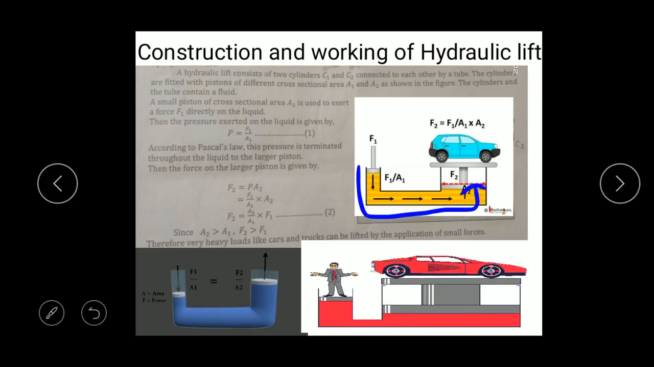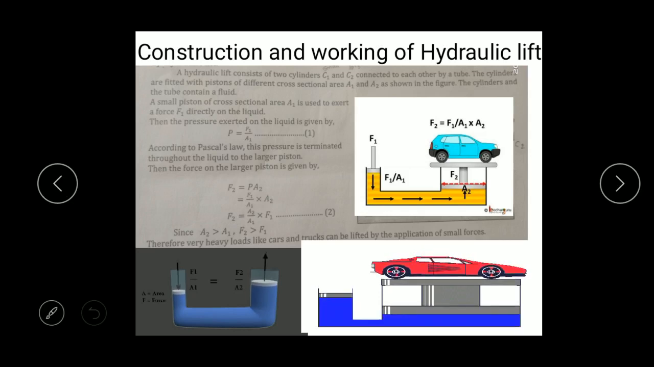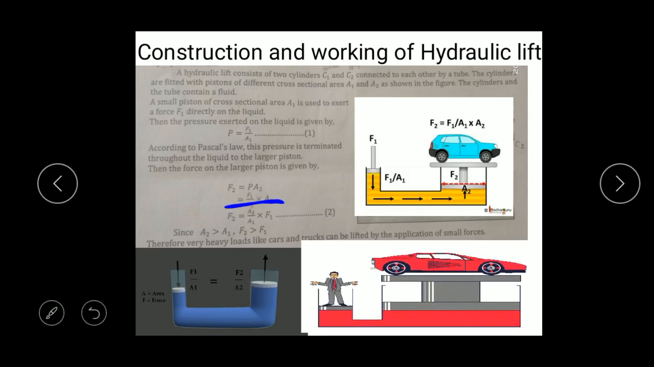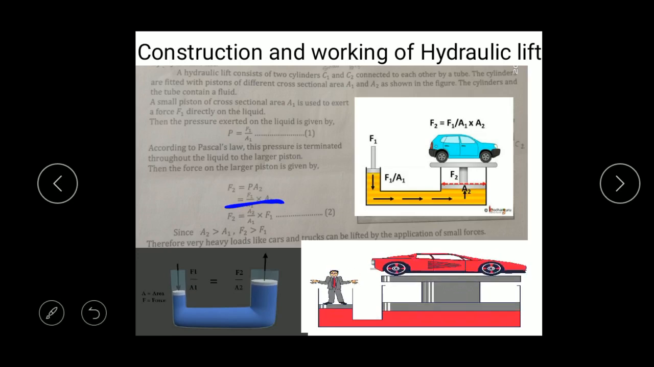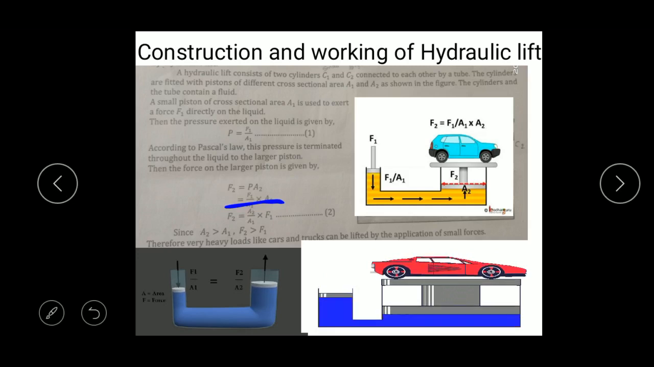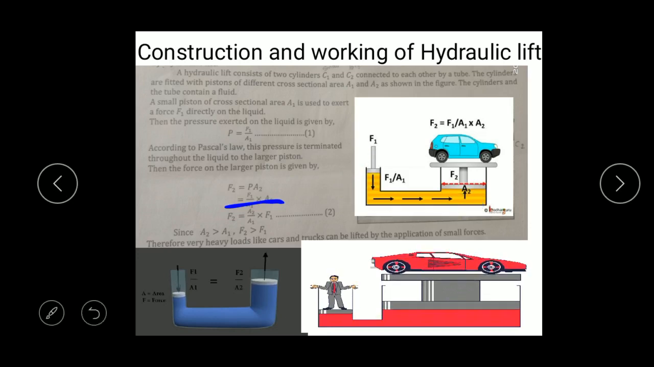That is a big piston. Now that pressure is transmitted throughout the liquid without diminution in the magnitude according to Pascal's law. Therefore, the force on the larger piston is given by F2 is equal to P into A2, because pressure is equal to force divided by area. Therefore force is equal to pressure into area. The pressure exerted by the small piston is transmitted to the large piston without diminution in magnitude.